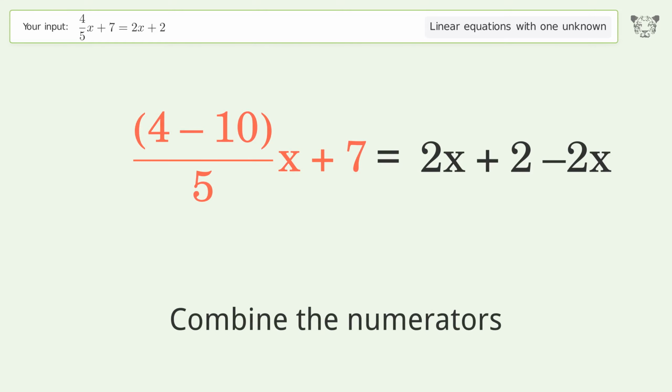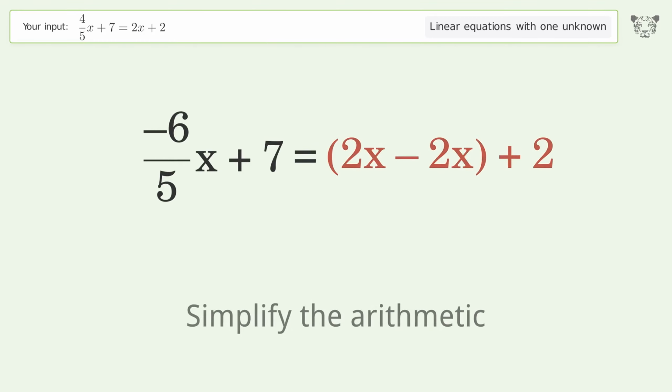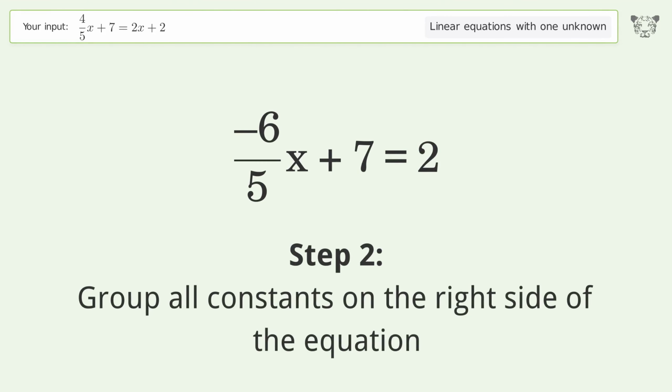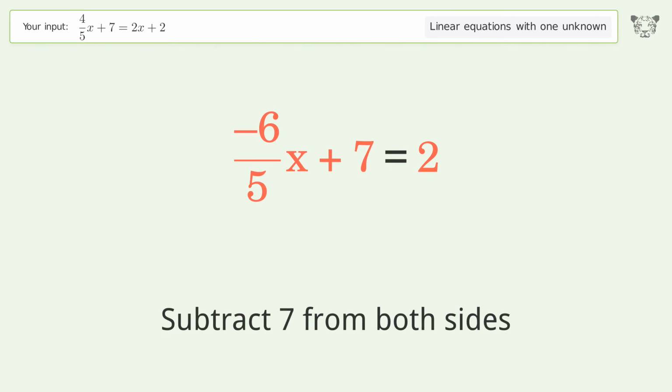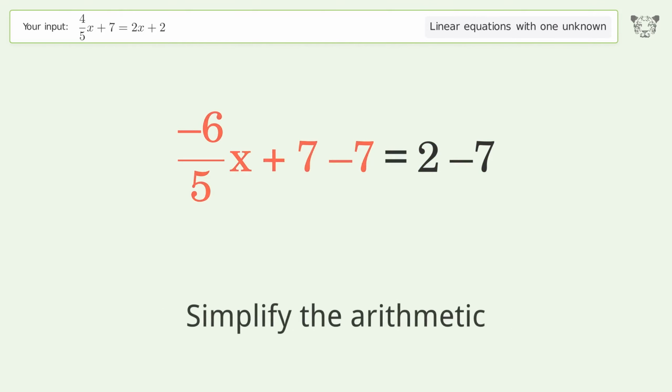Combine the numerators. Group like terms. Simplify the arithmetic. Group all constants on the right side of the equation. Subtract 7 from both sides. Simplify the arithmetic.